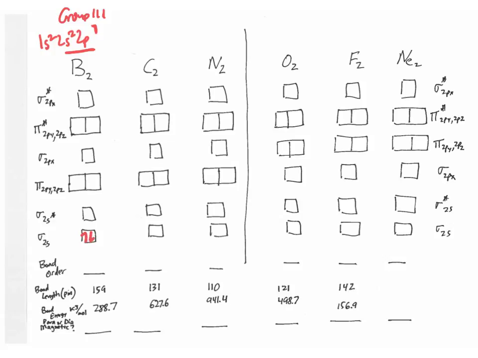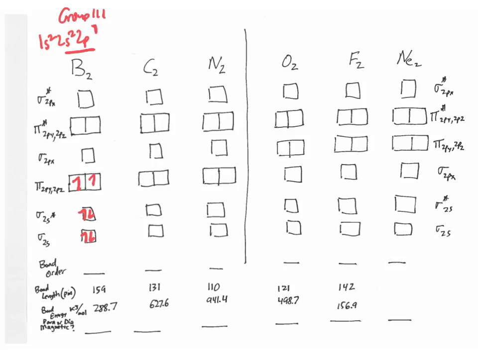So they go into the lowest available energy levels. So 2 go in the 2s. 2 pair up and go in the 2s star. And then we have 1 electron each going into the pi 2py and pi 2pz orbitals.